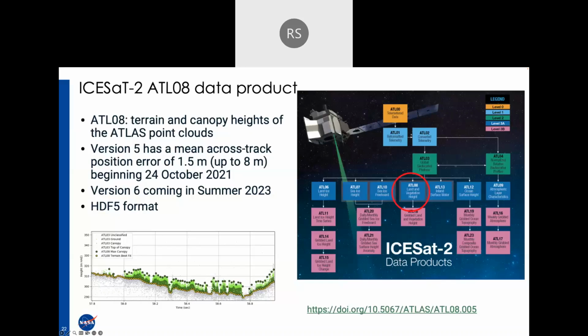ICESat-2 data is natively available in HDF5 format. More details about the products are available in this link. One other note is that some files in the current version 5 of ATL08 are affected by some geolocation error. A new and improved version 6 is being planned for release at the NSIDC DAAC in the summer of this year.